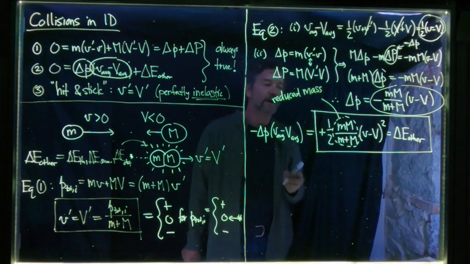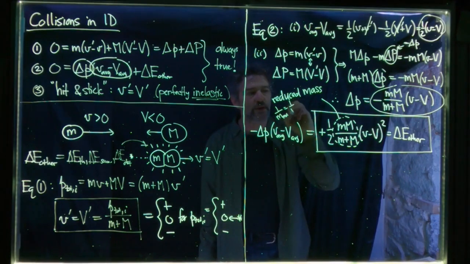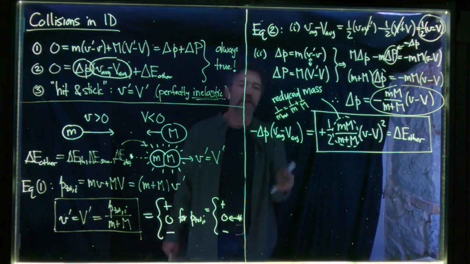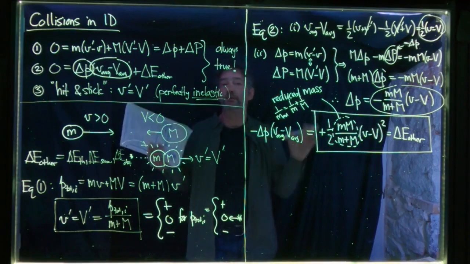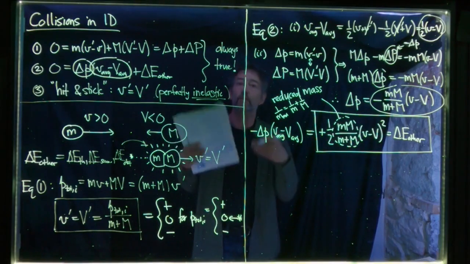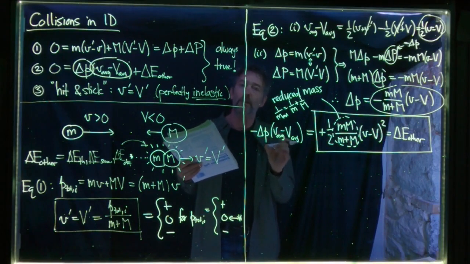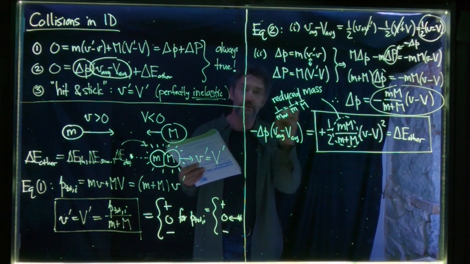And the reduced mass satisfies this relationship. 1 over the reduced mass is equal to 1 over one of the masses plus 1 over the other mass. It's a little bit like adding resistors in parallel. And so it turns out that in 263 you'll learn that any two-body problem can be converted into an equivalent one-body problem, where the mass of the one body involved is this thing called the reduced mass.